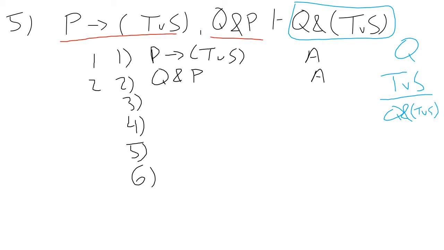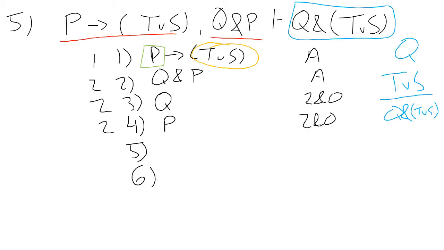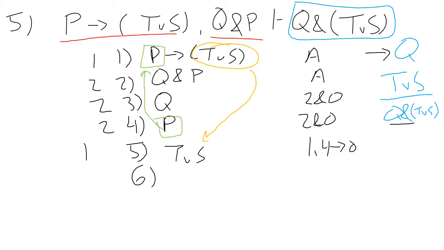So let's look at our premises. Well, I've got a conditional statement here. Do I have its antecedent? Well, not right off the bat. So the only thing I can do is break up this ampersand in two. And look, I've got one of my conjuncts. And now I've got my antecedent to my conditional statement 1. So from that, I can write T or S from 1 and 4, arrow out, 1 and 2.